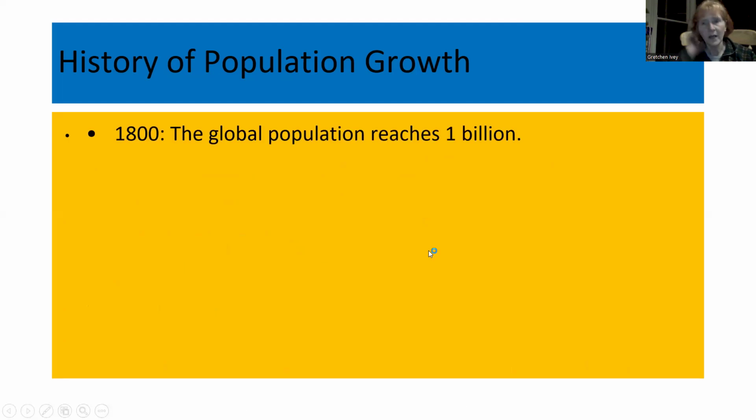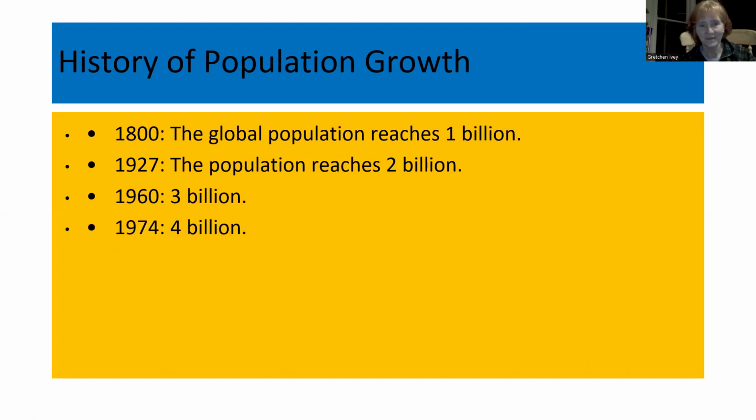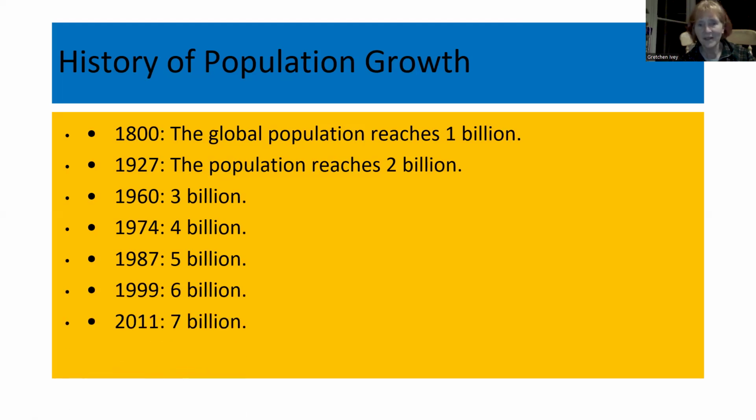Okay, so just to recap that. In 1800, the global population hits about 1 billion. 1927, we hit our 2 billion mark. 1960, we hit 3 billion. 1974, we hit 4 billion. 1987, we hit 5 billion. 1999, 6 billion. 2011, we hit 7 billion. 2023, over 8 billion.